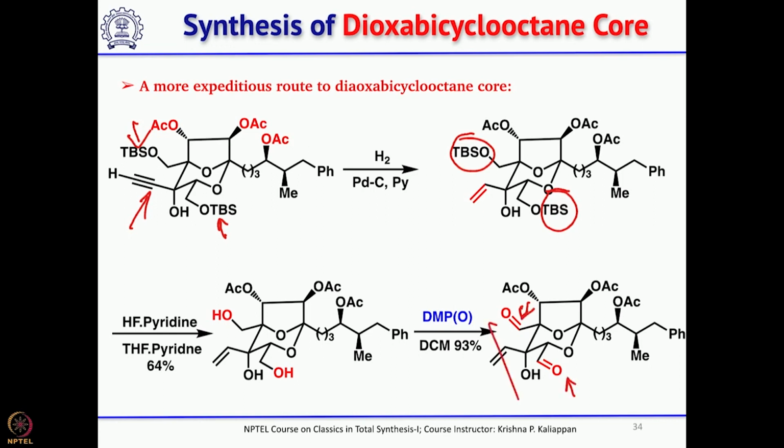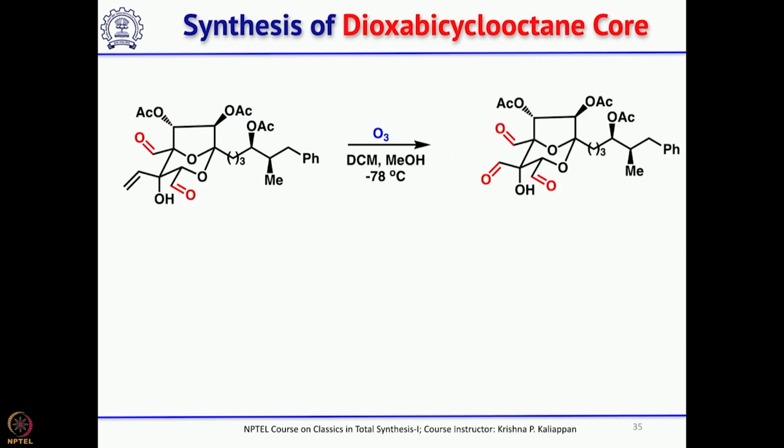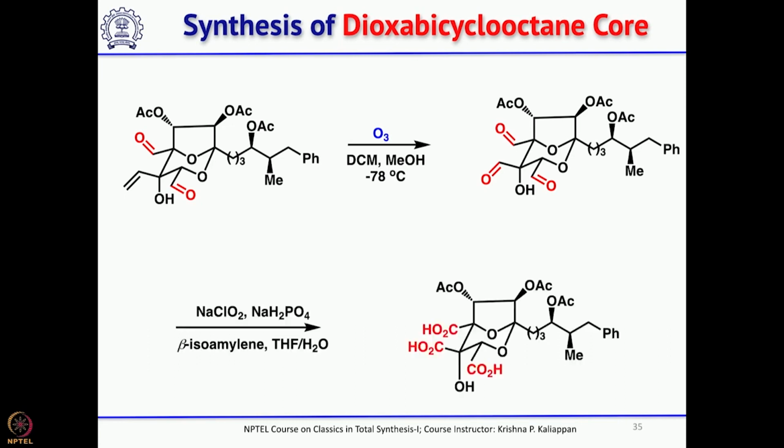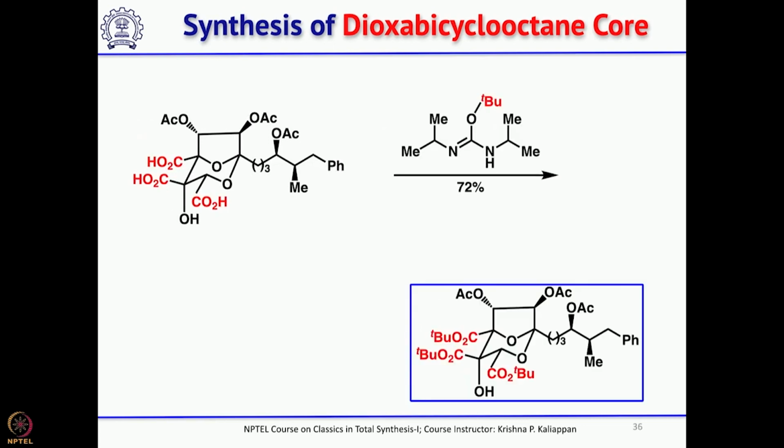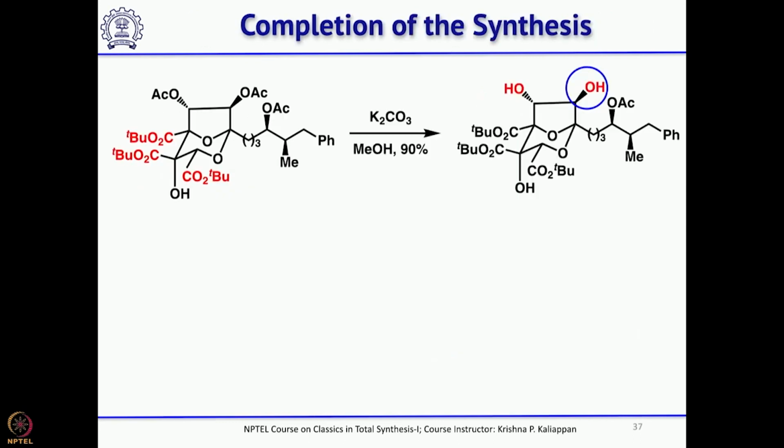Then if you do Voss analysis, you will get 1 more aldehyde. So you can see there are 3 aldehydes at the end of this sequence. Now if you oxidize this under Pinnick oxidation condition, one could get the corresponding tricarboxylic acid. So now you can also protect all the 3 carboxylic acids in one step using this tertiary butyl urea derivative. Then what is required is you have to selectively carry out alkylation at this hydroxyl group.